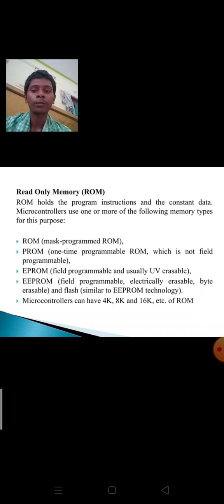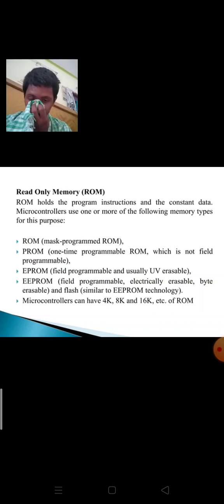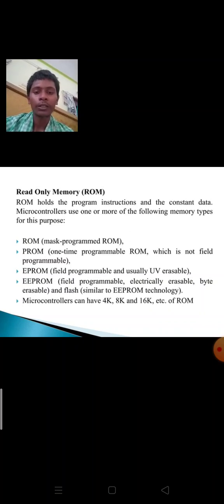Read-only memory, ROM. ROM is nothing but permanent memory. ROM holds the program instructions and the constant data. Microcontrollers use one or more of the following memory types for this purpose. ROM, mask programmable ROM. PROM, one-time programmable ROM, which is not field programmable. EPROM, field programmable and UV erasable.